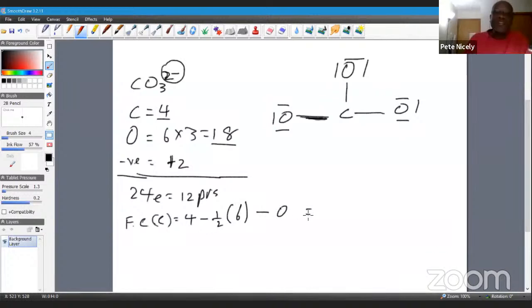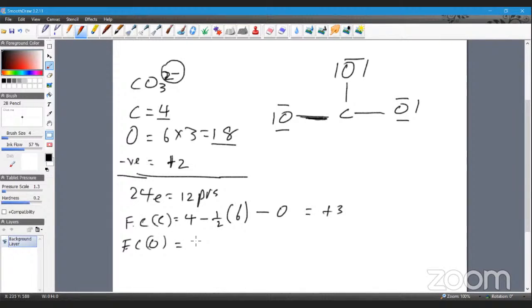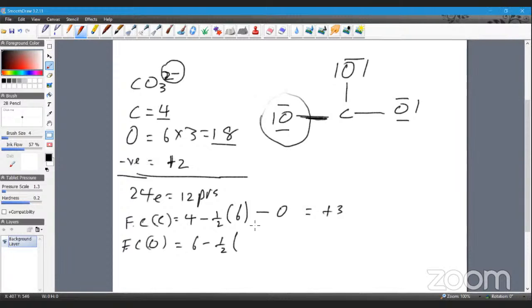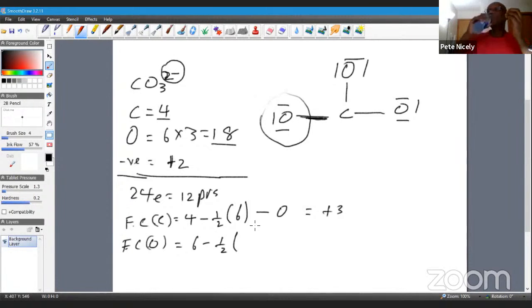Okay. So this works out to give you +3 for the carbon. Let's do the same thing for the oxygen. The group number is 6. 6 minus half of, now remember, we're doing the calculation for one oxygen because it's the same as the others, right? So if you focus on this oxygen right here, it's 6 minus half of what? Nope. Remember, it's half of the number of bonding pairs.